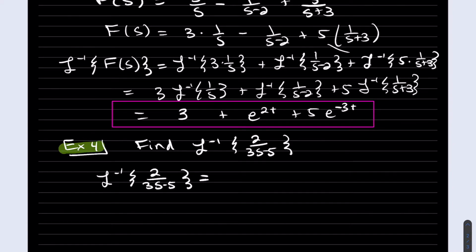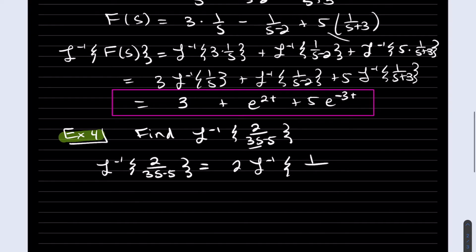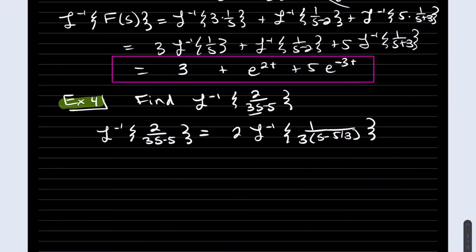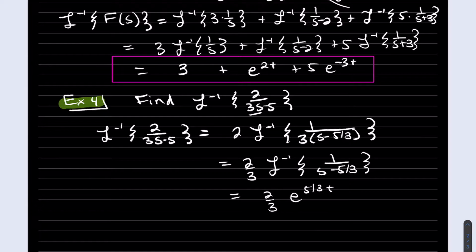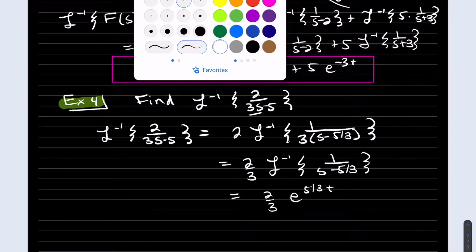So we can pull out that 2 for sure. And we don't want that 3 in front of the s. So I'm also going to pull out a 3 here. And then we can also pull out that 3 in the denominator. And that's what we get.